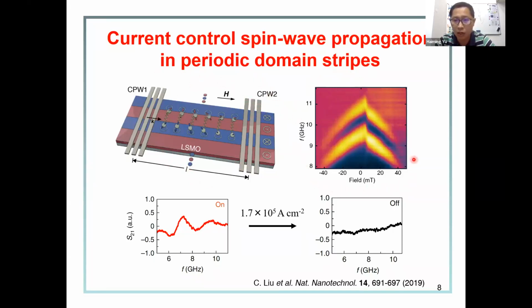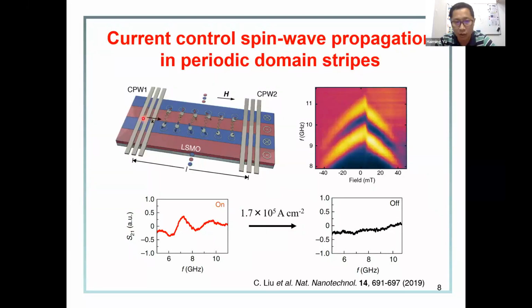So this is the typical spin wave transmission spectrum we measured, and the x-axis is the applied field, and in this case it is along the domain stripe direction, or parallel to the spin wave wave vector direction. And the y-axis is the microwave frequency, and the color scale is the S21 parameter measured by the vector network analyzer.